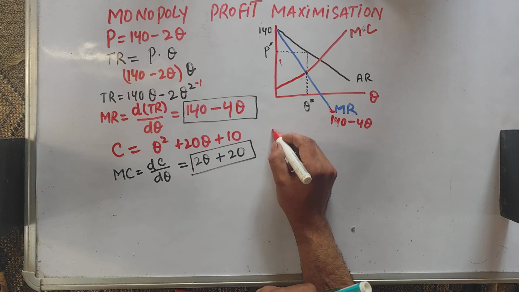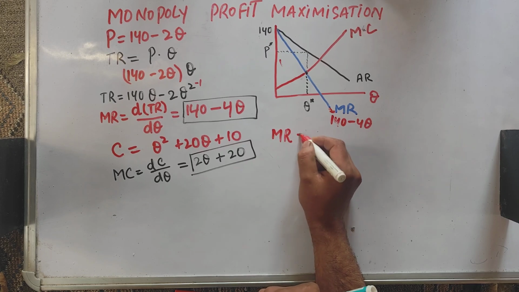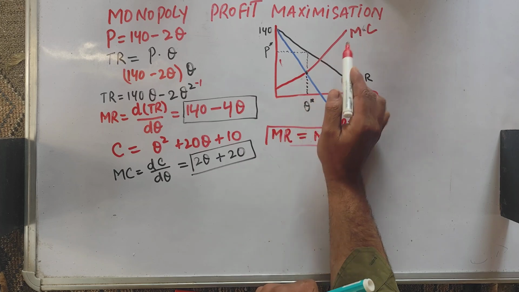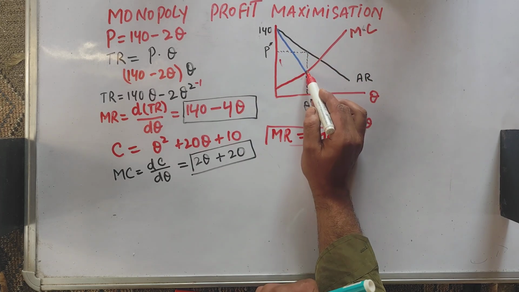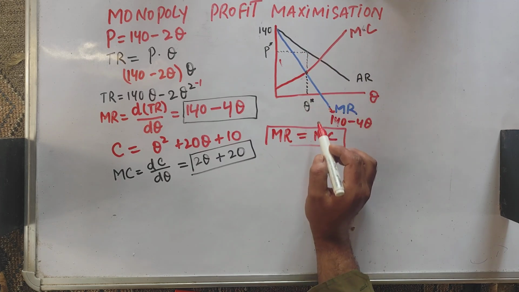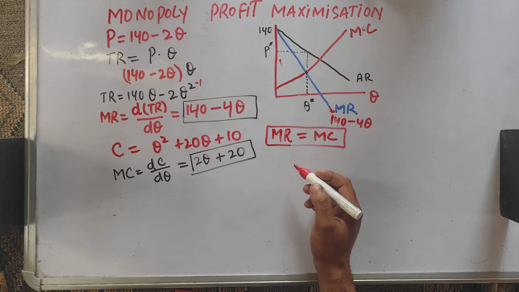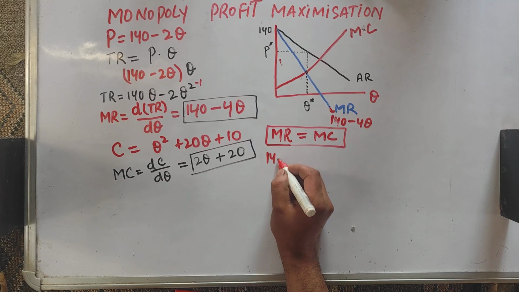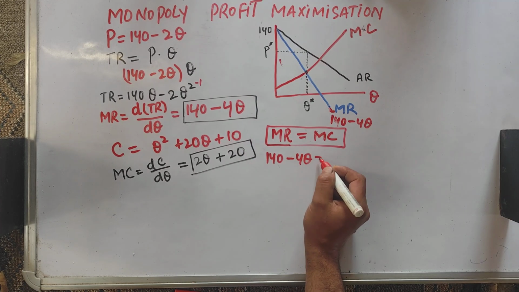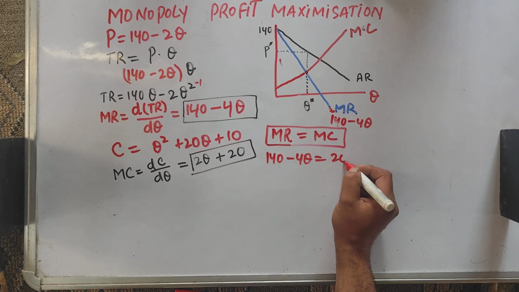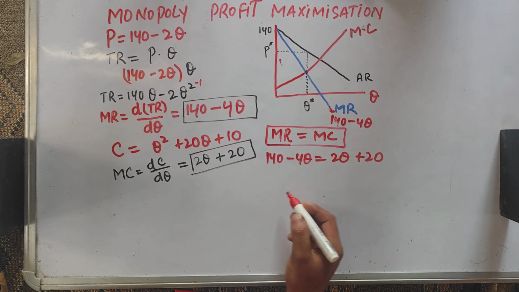Now for profit maximization, we know that our marginal revenue should be equal to the marginal cost. Since this is the marginal cost function and this is the marginal revenue function, they intersect at this point. So this will give us the profit maximizing output. Marginal revenue is 140 minus 4q, and we equate it with marginal cost, which is 2q plus 20.